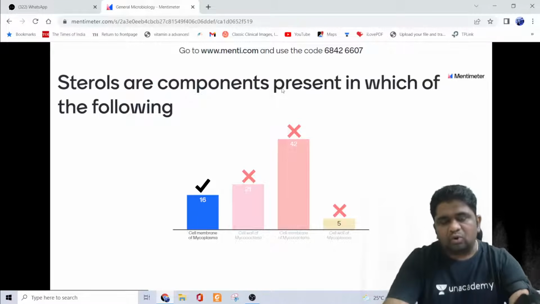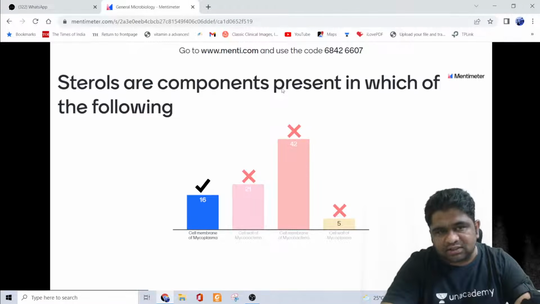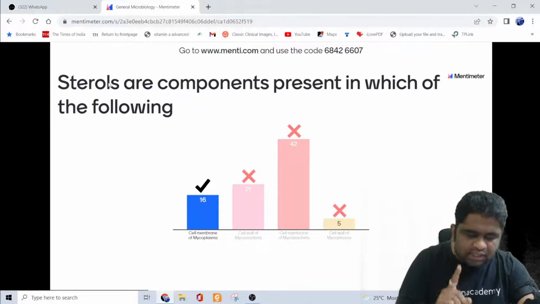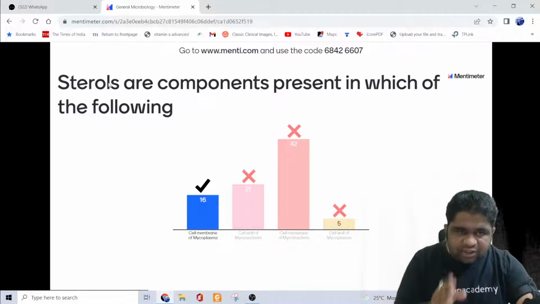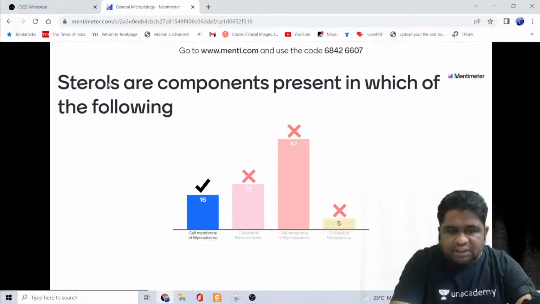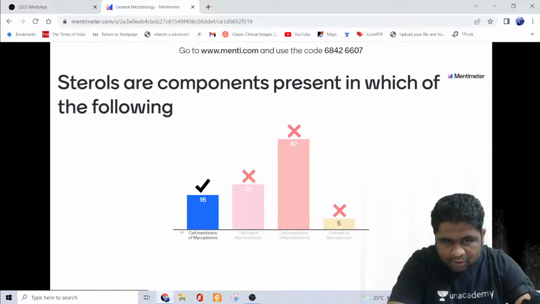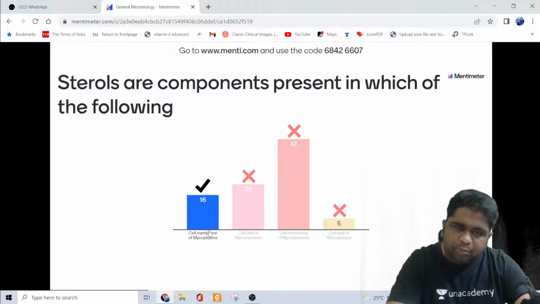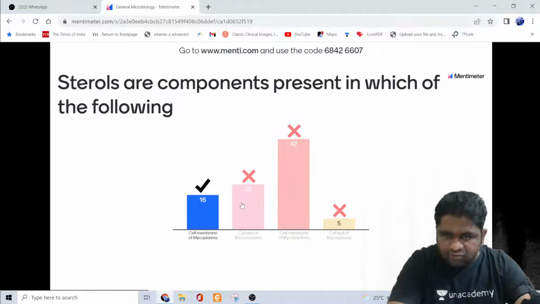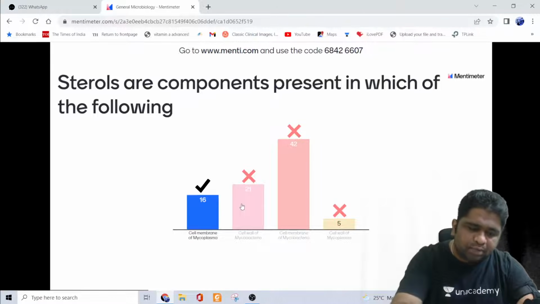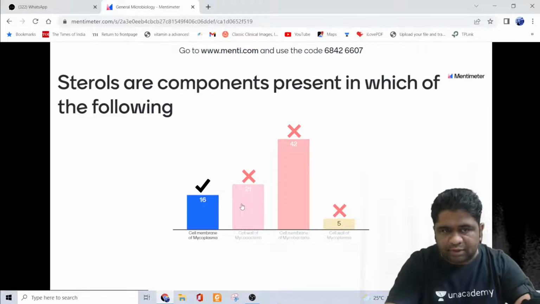Excellent. So now only a small group of people got the right answer. Remember, sterols that are present in bacteria are present only in mycoplasma, and that sterol is not present in the cell wall. It is present in the cell membrane of mycoplasma. If you got it right by fluke or if you got it wrong by fluke, it doesn't matter. What matters is whether you are able to use this information in the future.